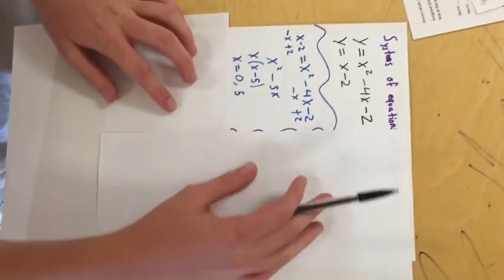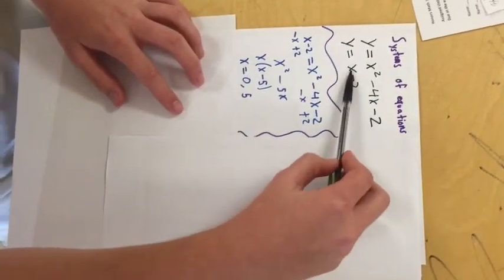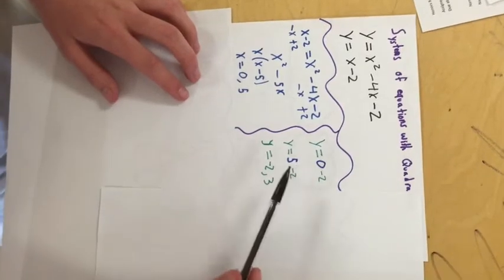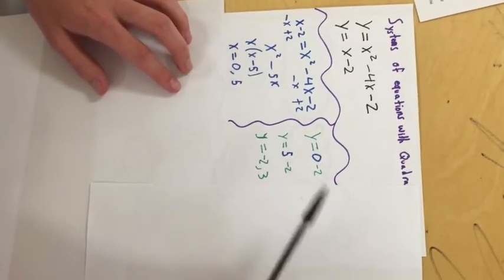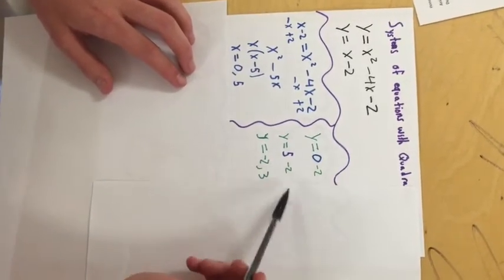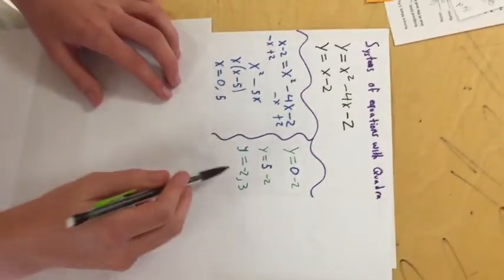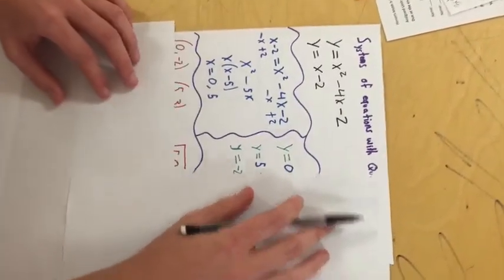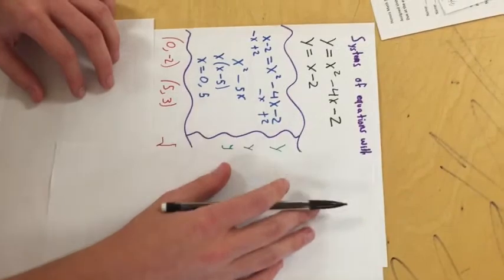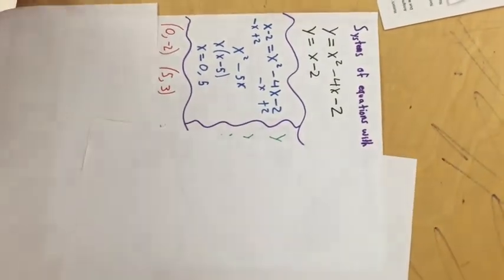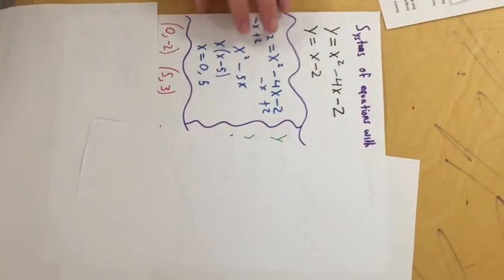To get the y values, we plug these x values back into this equation. So we got y equals 0 minus 2, and y is equal to 5 minus 2. So our y values would be negative 2 and 3. So our points for the intersection, or the answers, would be 0, negative 2, and 5, 3.